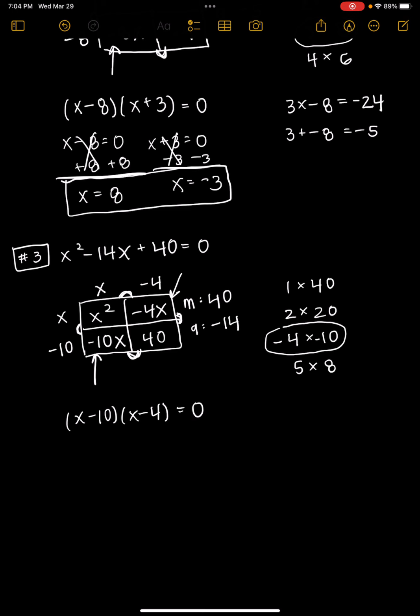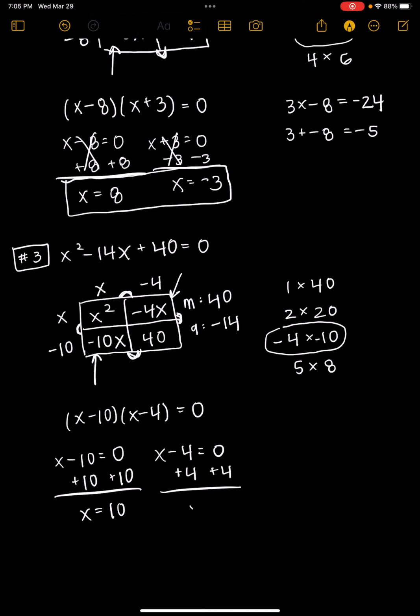Now that we have it in factored form, I can set each chunk or each factor equal to 0 and solve. So to solve the x minus 10, I'm going to add 10 to both sides. And I end up with x is equal to 10. And then to solve the x minus 4, I add 4 to each side. And I end up with x is equal to 4. So here are my two solutions. X is equal to 10 and x is equal to 4.